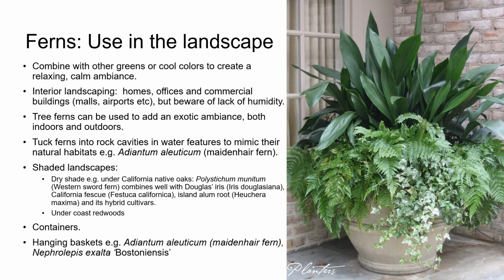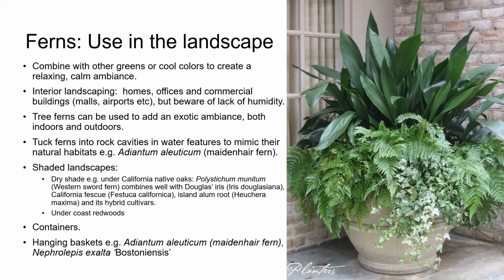So let's talk about how we can use ferns in the landscape. We can combine them with other greens and cool colors to create a relaxing, calm ambience in a landscape. We can combine them with plants with bold foliage, such as Fatsia japonica, philodendron, and farfugium. And we can use them to create a lush tropical ambiance. Ferns' tolerance of shade can make them good components of interior landscapes in homes, offices, and commercial buildings such as shopping malls and airports. But the fronds can easily dry out in these environments because of the lack of humidity.